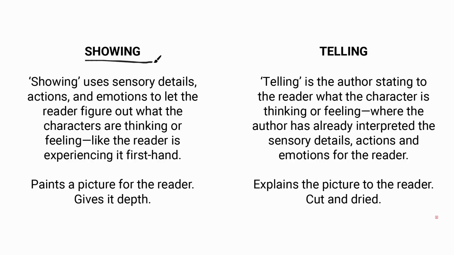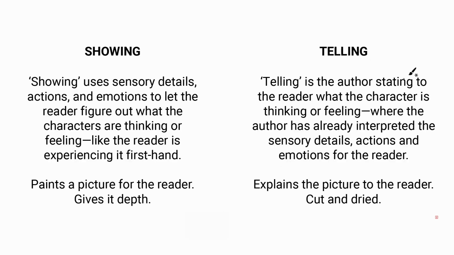Now that I kind of showed you different examples of how to do it, we'll do a little bit of telling. I'll explain the difference between the two. So again, to summarize, showing uses the sensory details, actions, emotions to let the reader figure out what the characters are thinking or feeling, like the reader is experiencing it firsthand. So if you can imagine the author is painting a picture for the reader and gives it depth and layers. So all those examples I gave before add complexity to the character and add complexity to the statement, "I am so mad," without saying that statement.